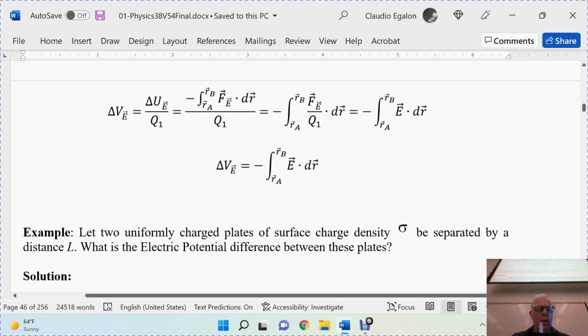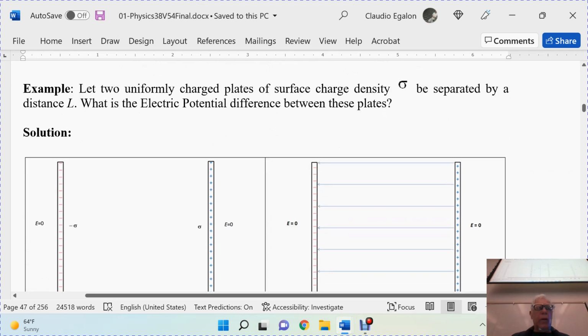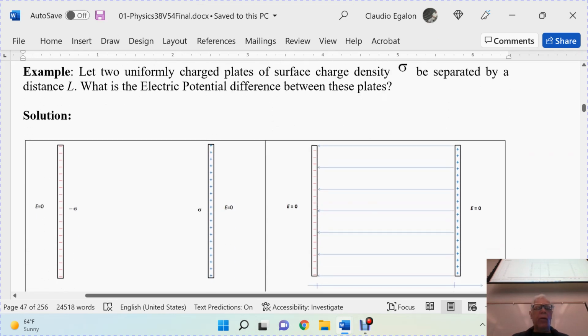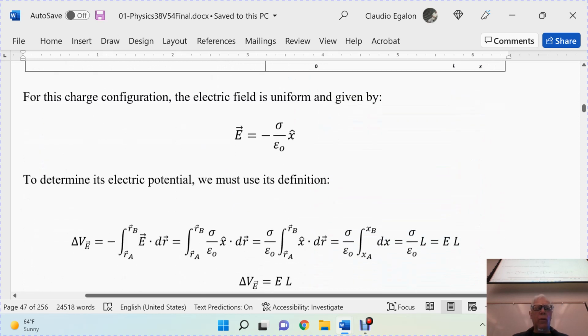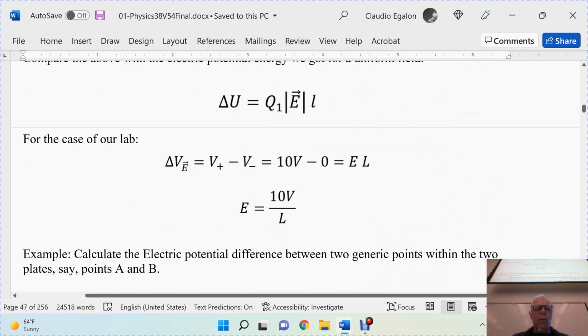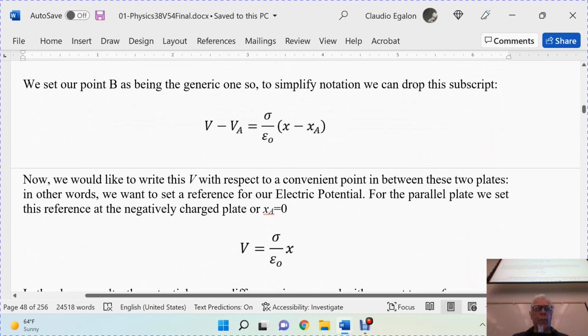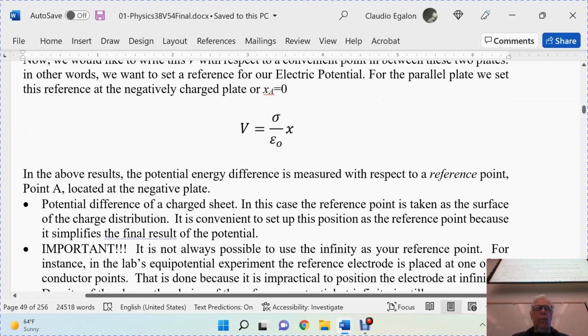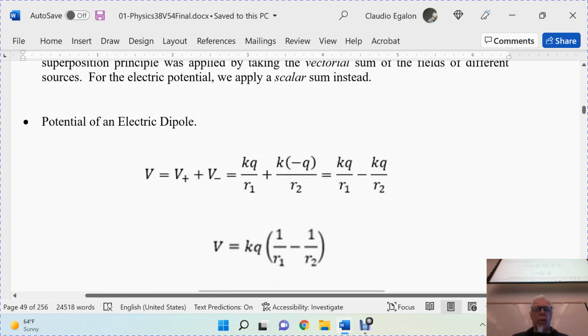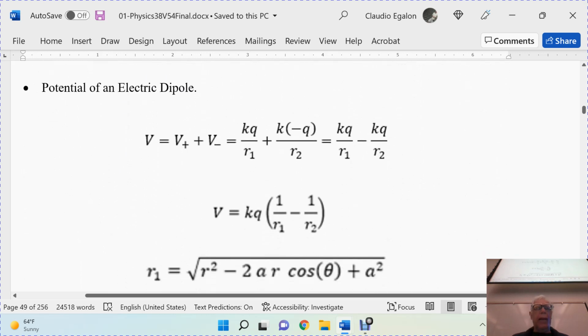And we did the example for a uniform electric field last time. For a uniform electric field, the electric potential increases linearly with x. It is a function of x. We can also come up with the potential of an electric dipole. Let's do that.